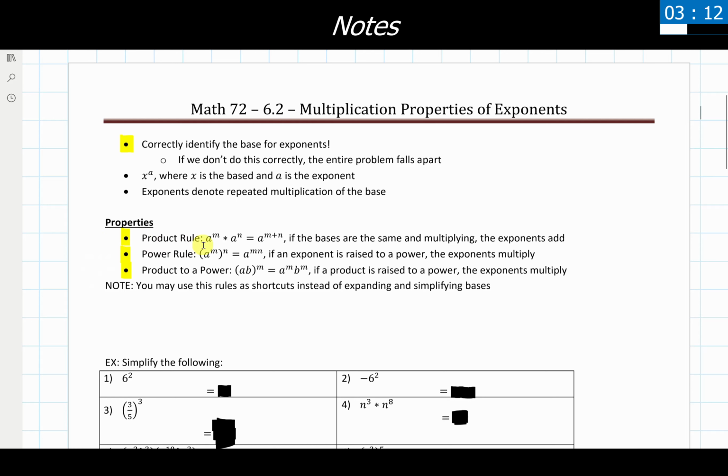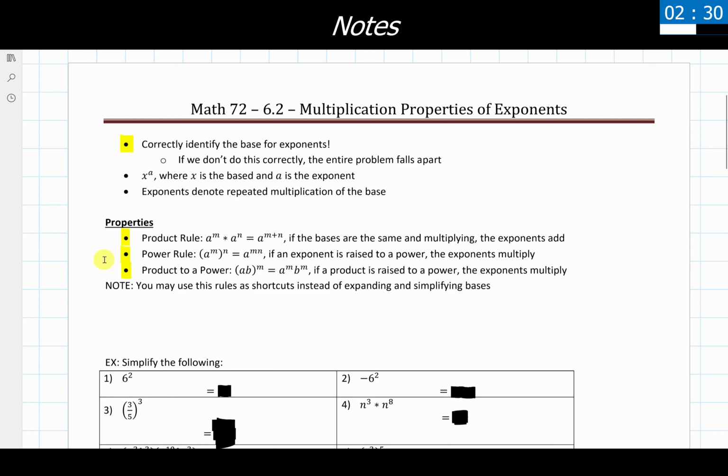The product rule states that if I have two bases that are the same, in this case a, and those bases are multiplying together, then the exponents are going to add together. So if this was a to the m power times a to the n power, the result would be a to the m plus n power. I would just add these two numbers together, whatever those may be. They could be 1 and 2, they could be 4 and 10, they could be 6 and 7. Whatever those numbers are, they're just going to add together, and that new number is going to be my exponent.